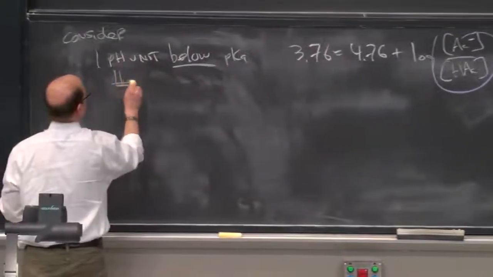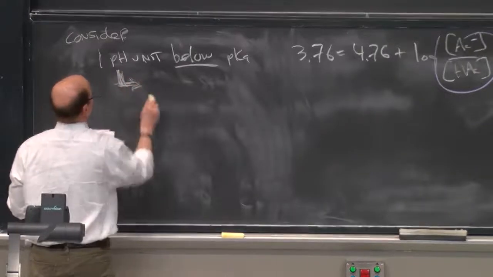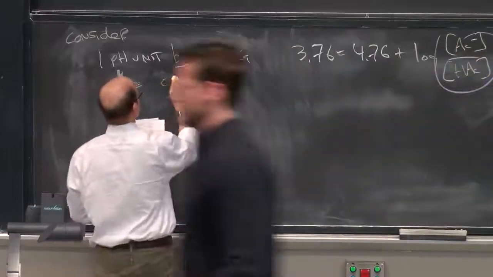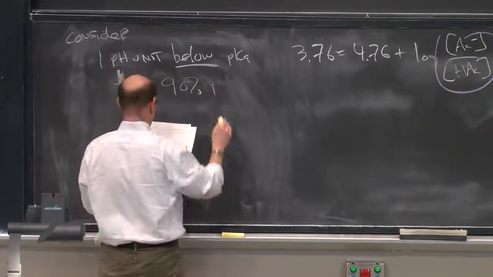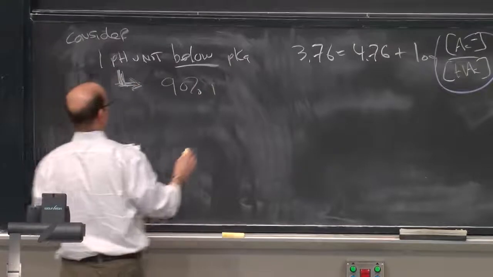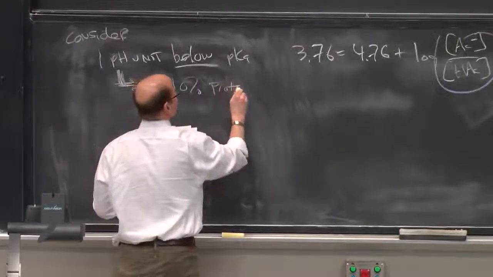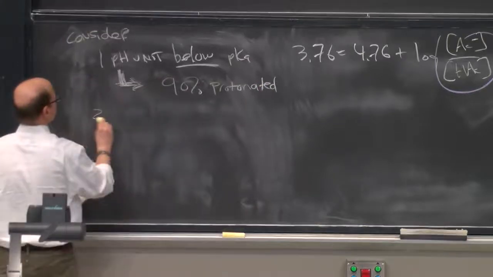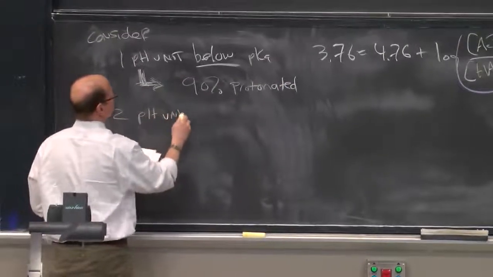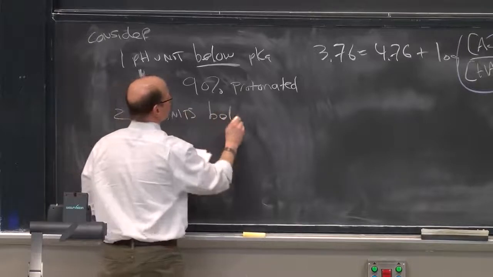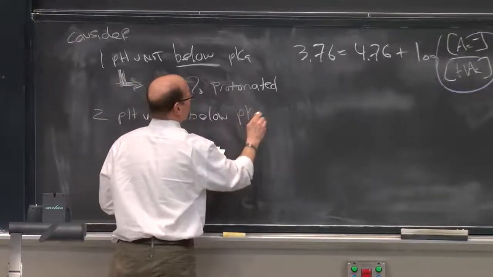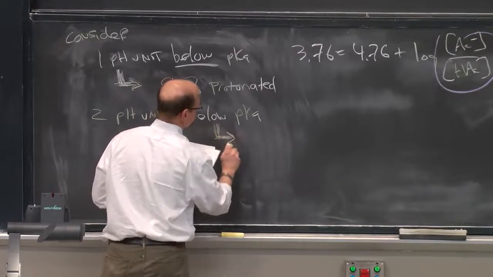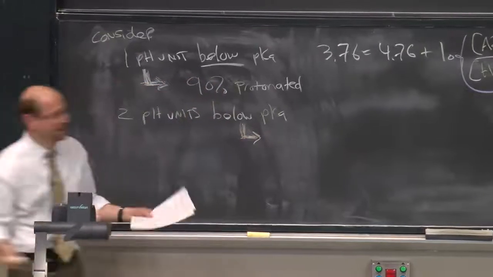And so the punchline that I want you to remember here is that at 1 pH unit below the pKa, 90% is protonated. 90% of the acid is protonated. By the same token, if I'm 2 pH units below the pKa, what percentage of the acid is going to be in the protonated form? 99%.